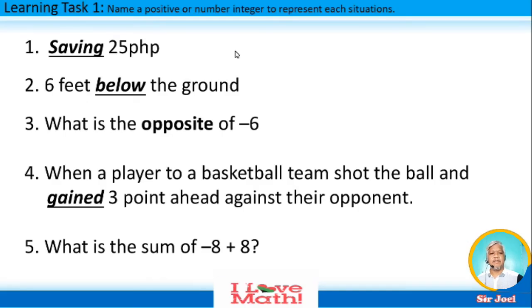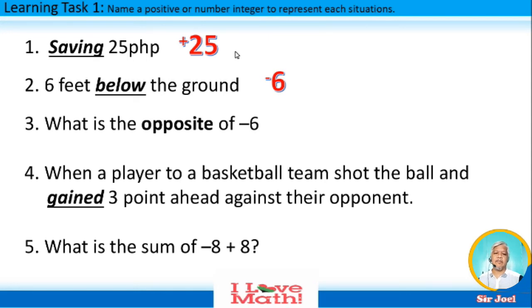Learning task number 1. Name a positive or negative integer to represent each situation. 1. Saving 25 pesos. When you say save, saving, that indicates what? Positive. Therefore, pag sinabing saving 25 pesos, that represents positive 25. Okay? Next, number 2. 6 feet below the ground. So, below indicates what? Negative. Meaning, this represents negative 6. Okay? Kasi 6 feet below.